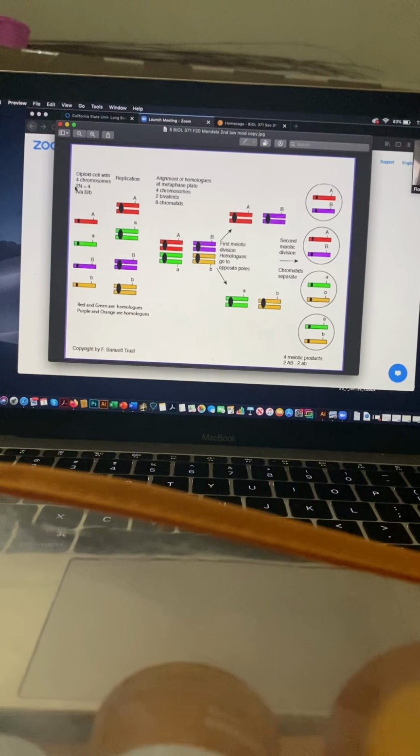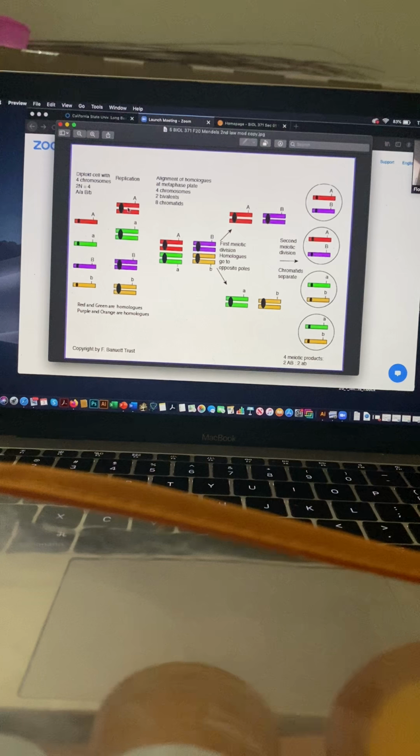Okay, so this is a diploid cell with 4 chromosomes, and the genotype is big A, little a, big B, little b. The slash here means it's a chromosome, so the one residing on one is allelic. Big A is allelic to little a, big B is allelic to little b. Okay, then we have replication.